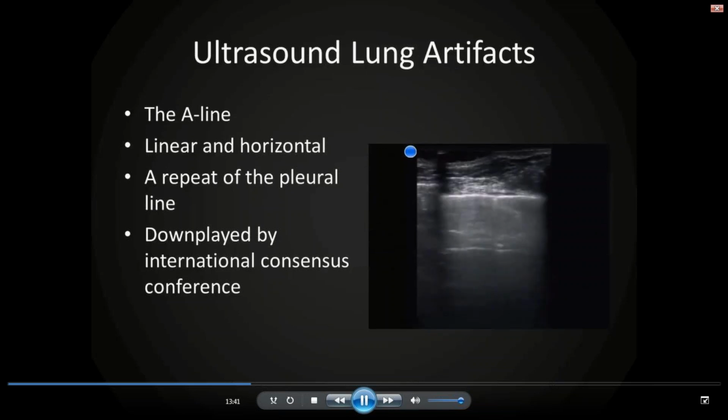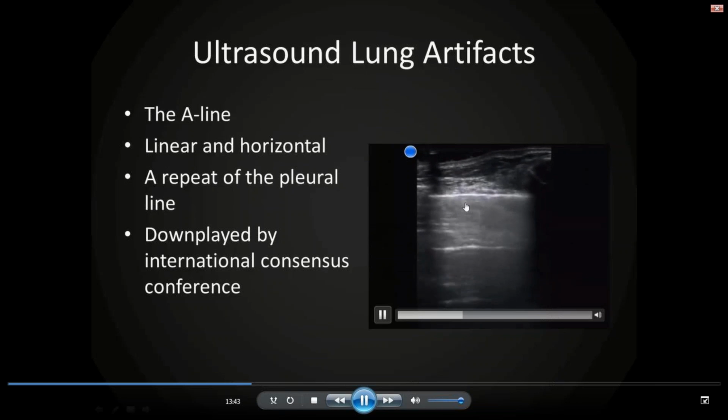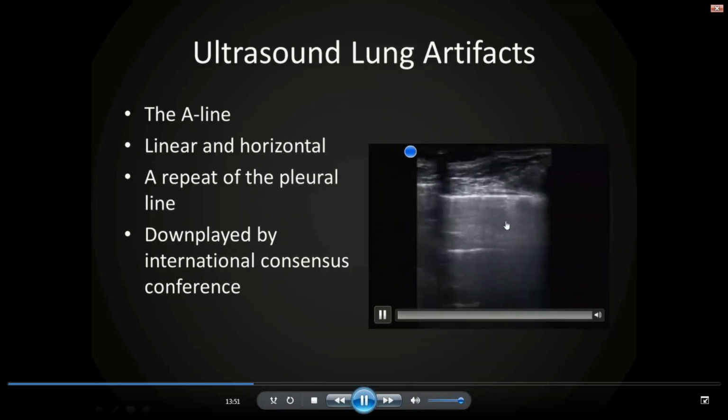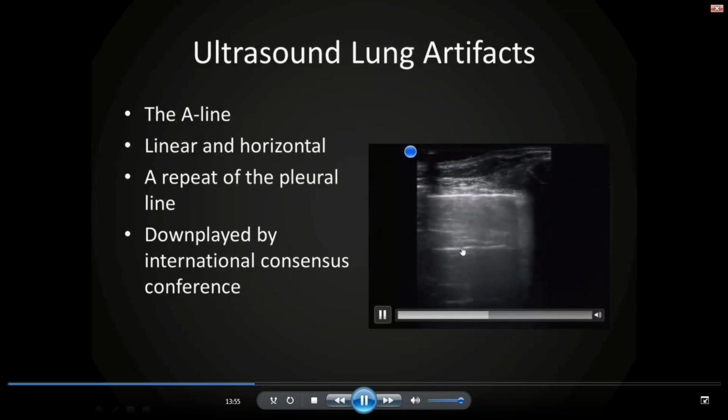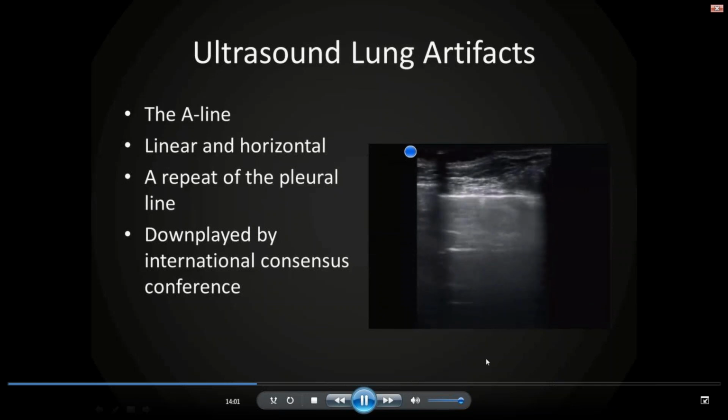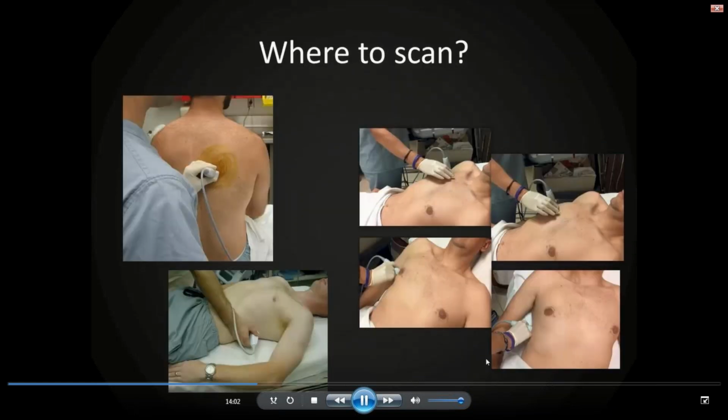But interestingly enough, and this is well detailed in the consensus conference, you can actually see B lines even with A lines, and we're seeing them throughout. Not a high number perhaps, but we can definitely see them. Still, with the presence of A lines clearly seen on the screen as well. So something important to be aware of. Where can we scan? Well, there are a multitude of different protocols described.